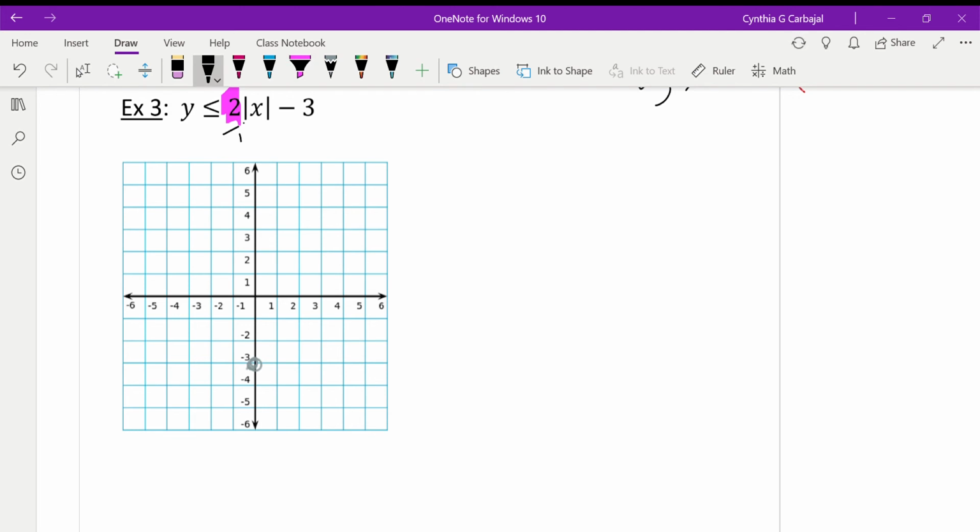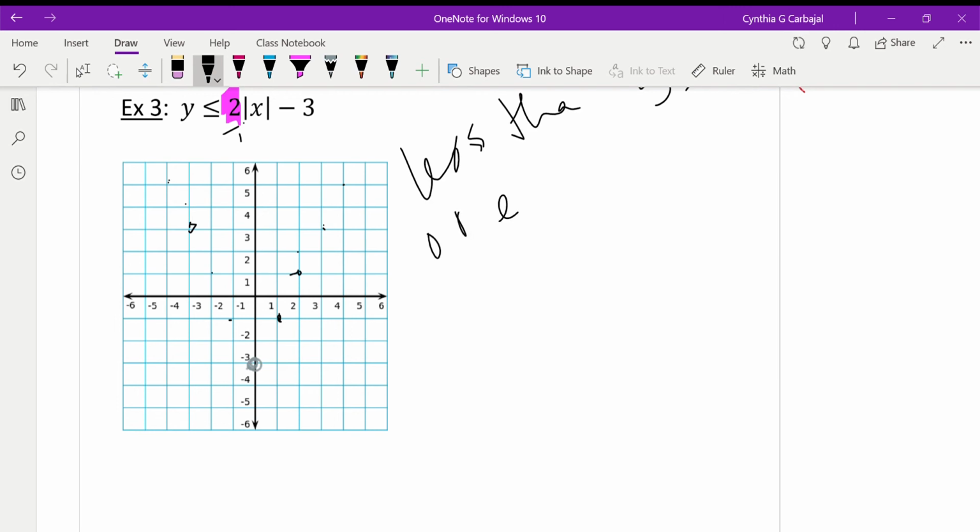So you're going to go up 2 over 1, up 2 over 1, up 2 over 1, up 2 over 1. On the left side, up 2 over 1, up 2 over 1. And that's our vertical stretch. Oops, kind of missed it there a little bit. Alright, and then this is a less than or equal to because of that line.